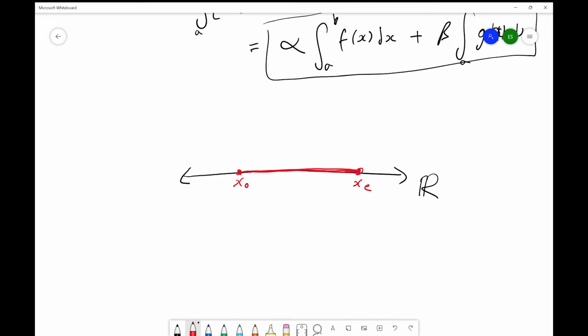I want to express this integral. I'm integrating some function. This is f of x. This is point x, let's say. I want to express this integral of f of x dx from x0 to xe.